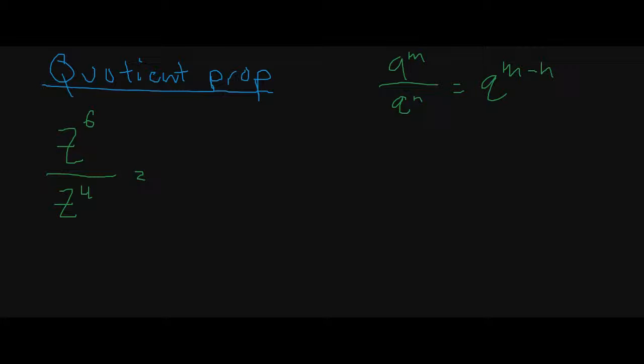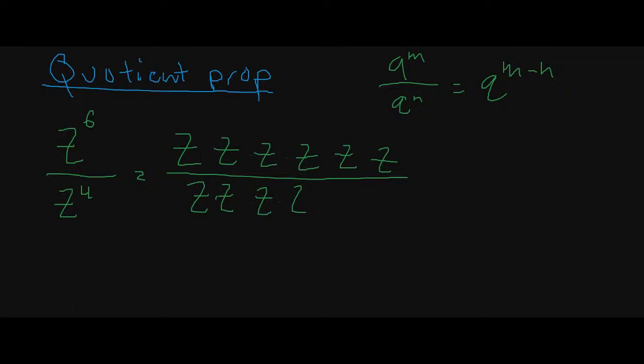Alright, well, let's go ahead and expand this out. We're going to get z times z times z times z times z times z, 6 times, right? So 1, 2, 3, 4, 5, 6, because there's 6 z's being multiplied by itself. And then we're going to get 4 z's on the bottom, so z times z times z times z.